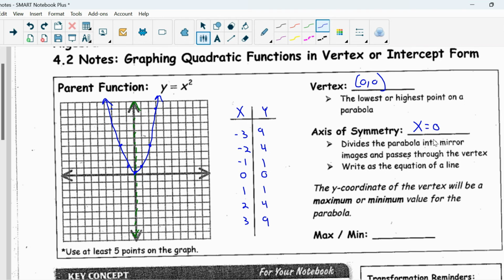As it said, this divides the parabola into mirror images. Your axis of symmetry must pass through the vertex, and we write the equation as a line. So the y-coordinate is either the max or minimum value of your parabola, as we talked about in lesson 4.1. In this case, we have a minimum value, and when we input 0, our output is also 0. So our minimum value is 0. I like that they pointed this out. We must use at least 5 points on the graph, especially when it comes to parabolas, in order for it to be accurate.